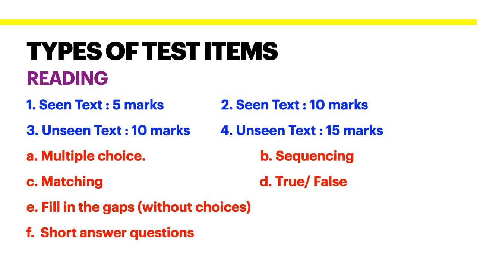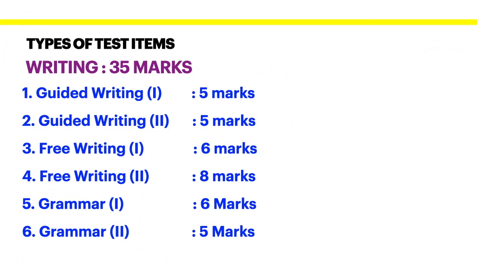So the types of questions are multiple choice, sequencing, keeping in right order, matching, true or false, fill in the gaps. No choices are given over there, no options are given over there. You have to search the appropriate word from the text and you have to insert in the blank spaces. Short answer questions. Let's move towards the writing.